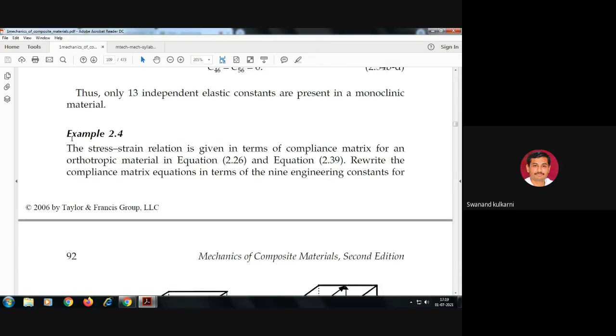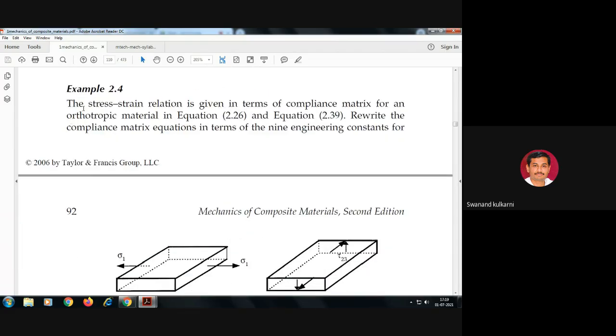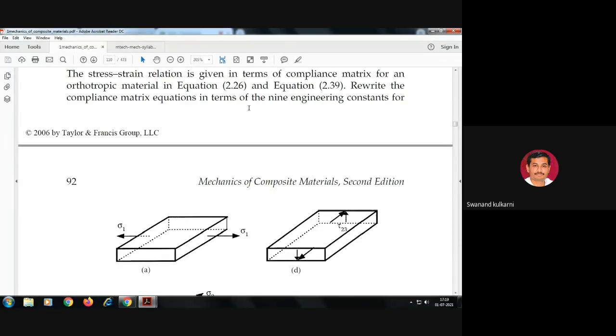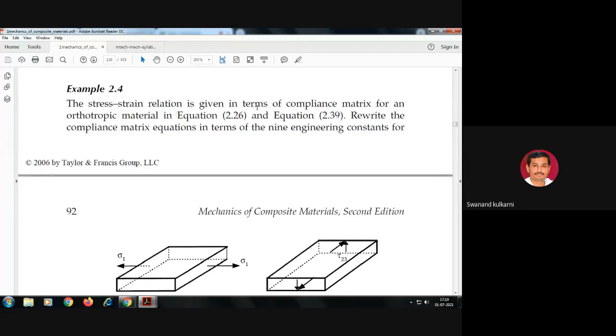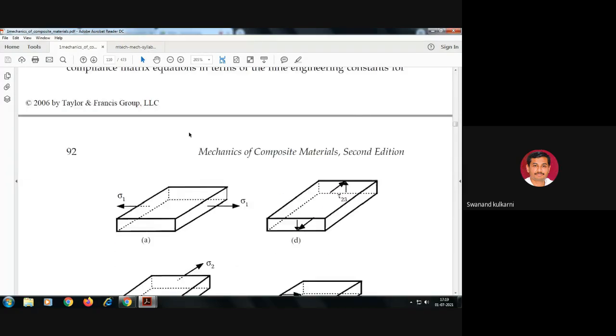Let us have one example. The stress-strain relation is given in terms of the compliance matrix for an orthotropic material in equation 2.26 and equation 2.39. Rewrite the compliance matrix equation in terms of 9 engineering constants.